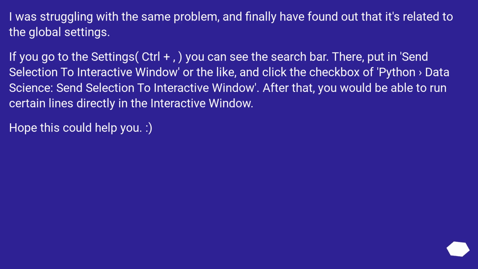I was struggling with the same problem, and finally found out that it's related to the global settings. If you go to Settings with Control+comma, you can see the search bar. There, put in Send Selection to Interactive window or the like, and click the checkbox of Python Data Science: Send Selection to Interactive window. After that, you would be able to run certain lines directly in the interactive window. Hope this could help you.